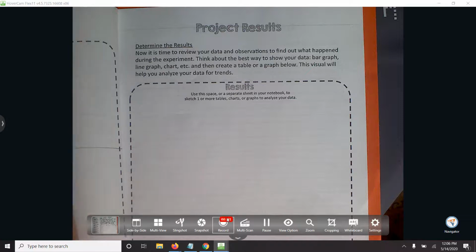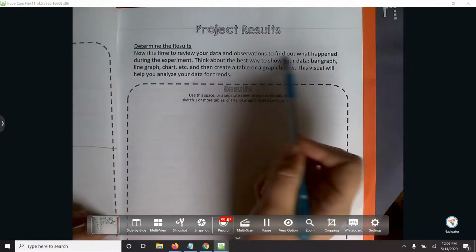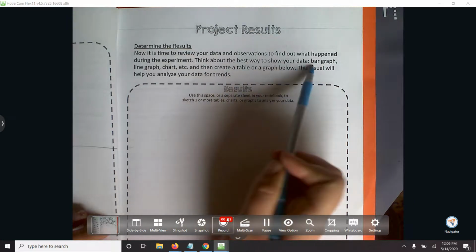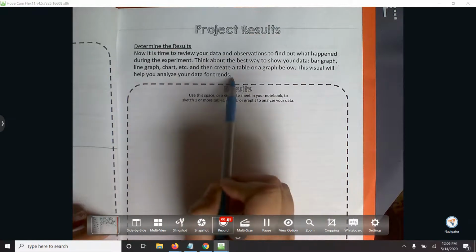Alright, now that you have finished your experiment, it's time to talk about the results. So it says, now it's time to review your data and observations and find out what happened during the experiment. Think about the best way to show your data. Is it a bar graph, a line graph, a chart? And then create a table or a graph below. This visual will help you analyze your data for trends.